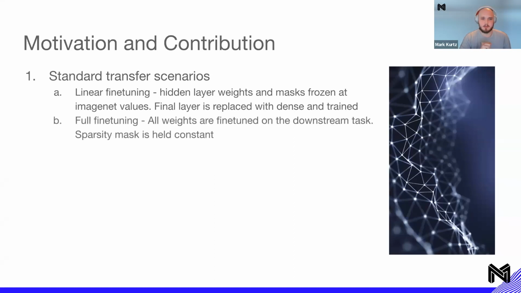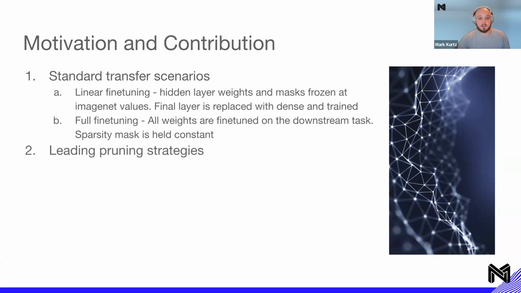Additionally, we have full fine tuning, where all weights are fine tuned on the downstream task, and the sparsity mask is held constant. So rather than just training that last layer, we're going to train every layer inside of it, but make sure that we keep the sparsity mask constant as we're doing sparse transfer. That means going back to that earlier fully connected network, we're going to keep all the zeros in the same place, all the connections we removed, we keep removed, but we're going to update the weights that we didn't remove.